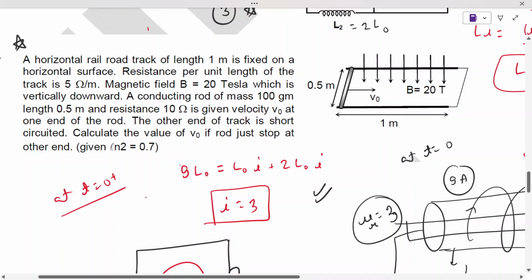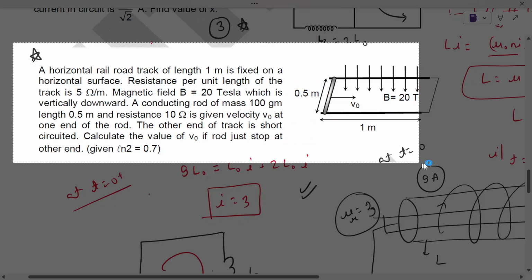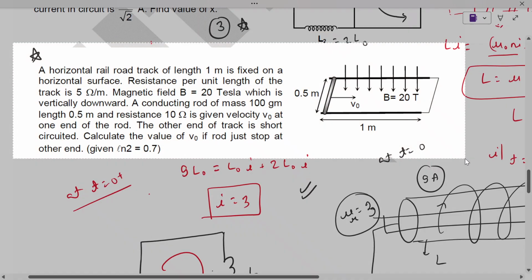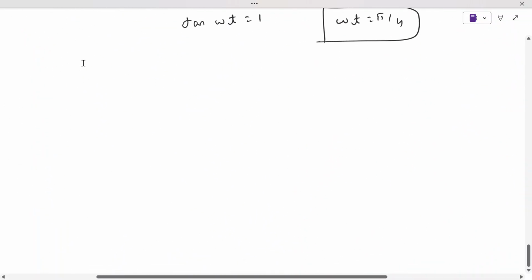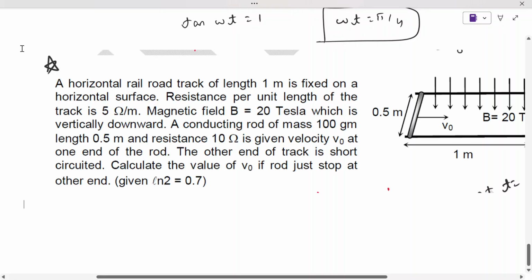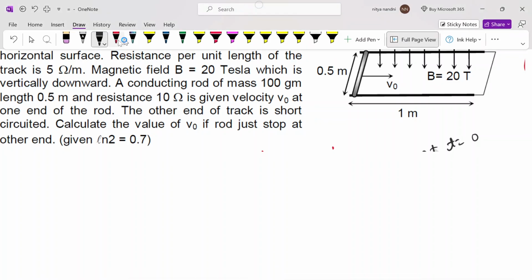Fine. What this question says is we have a horizontal railroad track, right? Bear with me. Initially, this is sorted. You can win the question. This is sorted. Just read carefully. First, what it says.